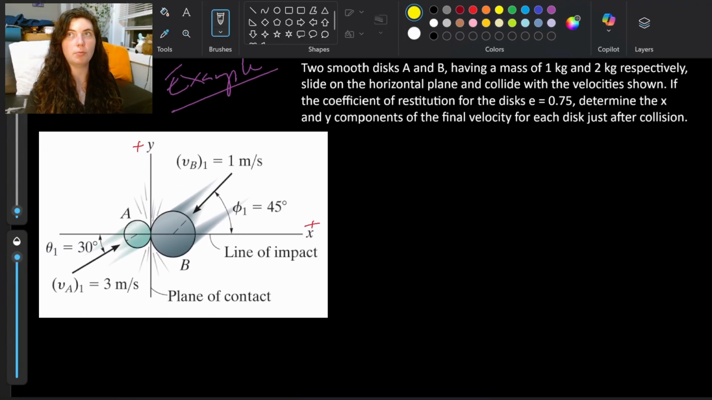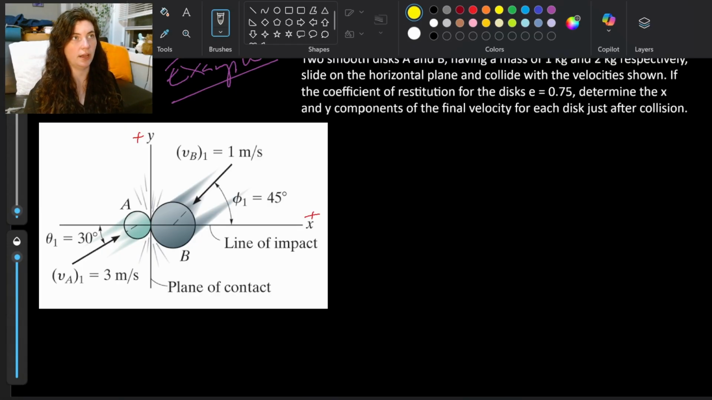And then I'm going to break these down into their x and y components. So we have disk A, the smaller one on the left here, and it said that this was 1 kilogram. I'll note that on here: 1 kilogram, and then it said this guy was 2 kilograms. And I have VA1 is 3 meters per second, and it's acting at a 30-degree angle from our x-axis, our line of impact. And then we have VB, and it's acting at 45 degrees from our x-axis. So let's break them down into their x and y components.